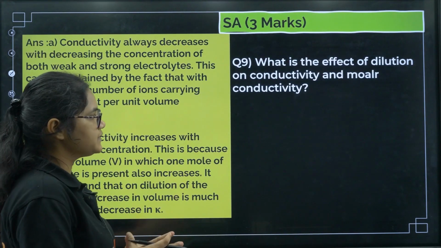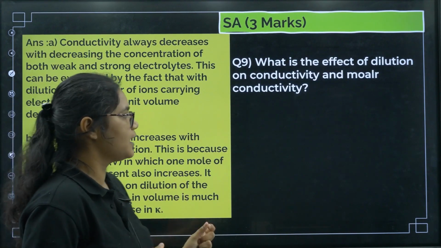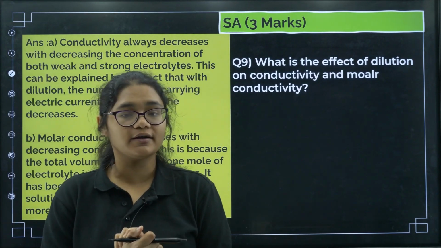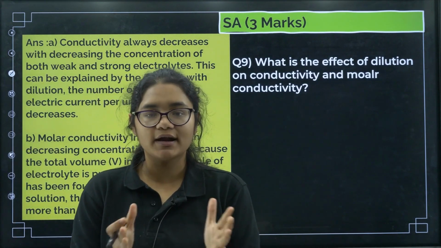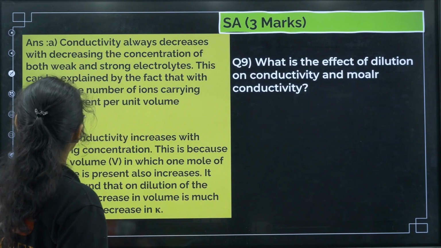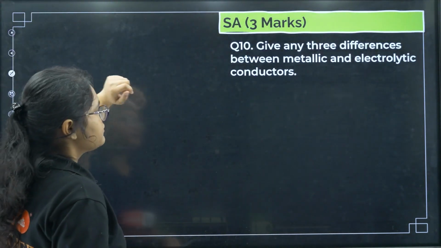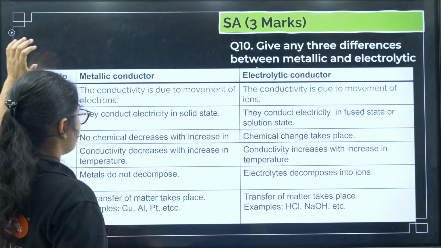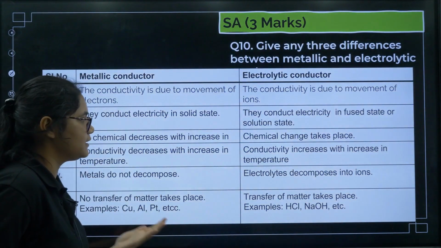So let's see the next question. What is the effect of dilution on conductivity and molar conductivity? So molar conductivity will increase and conductivity will decrease. Okay, so you can see the explanation is there. Three differences between metallic and electrolytic conductors. You can write any 3 points here.